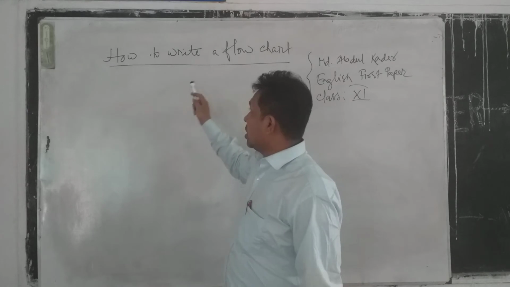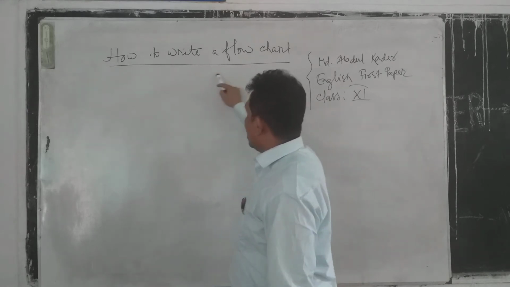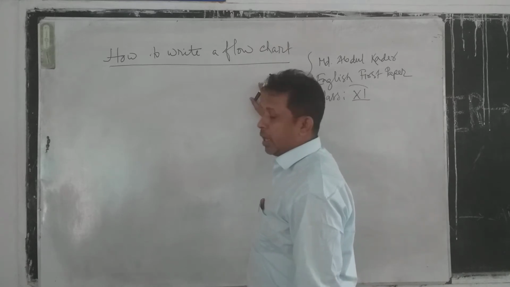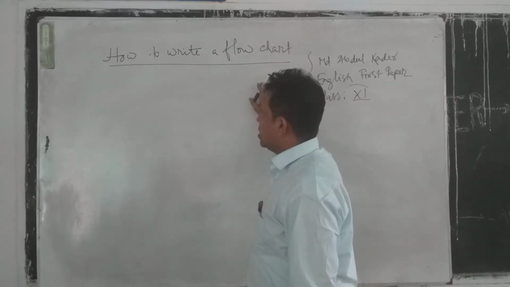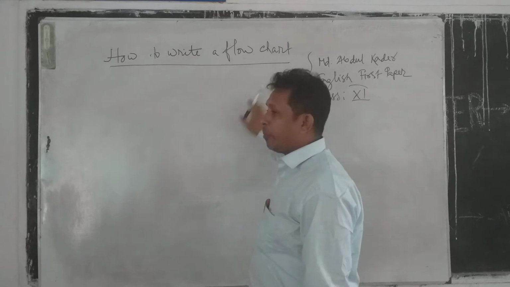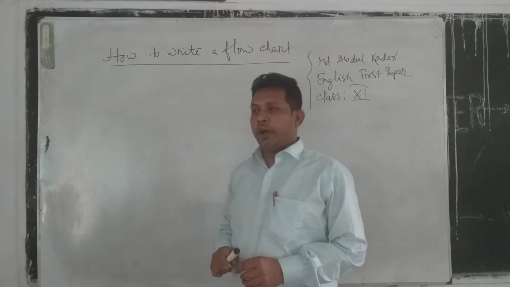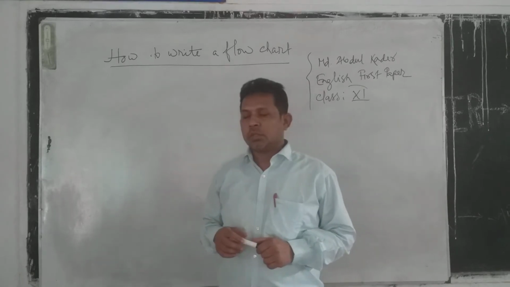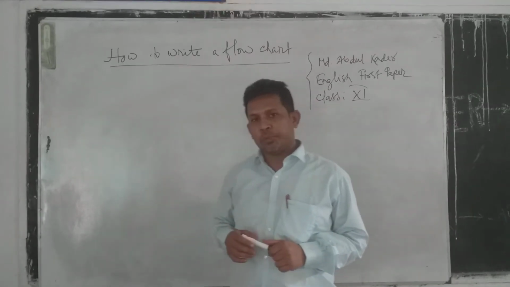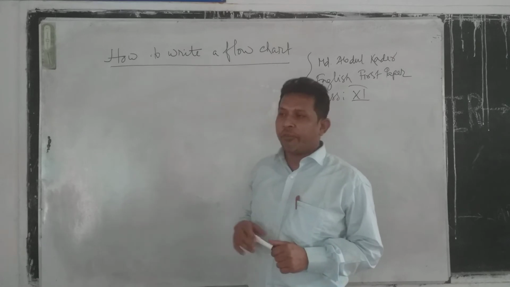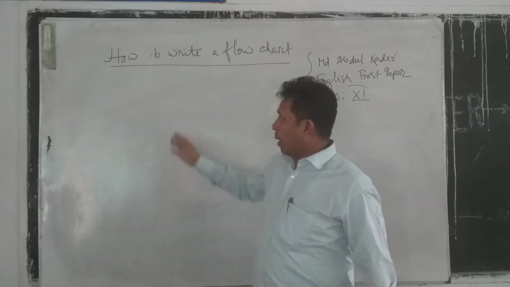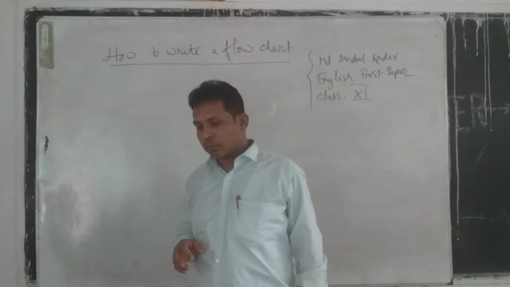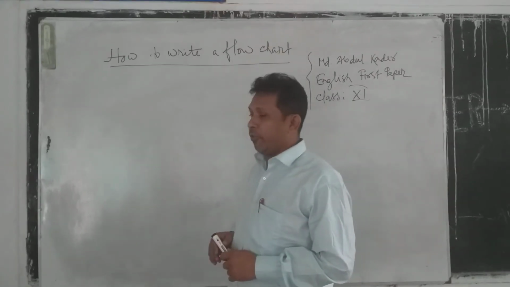Yes, my dear students, today's topic headline is how to write a flowchart, and you know this carries 10 marks. You have to write down 5 boxes. Given 1 box is first in the question paper, that means 1 is done for you. Accordingly, you have to write another 5 boxes. My dear students, listen to me very carefully.